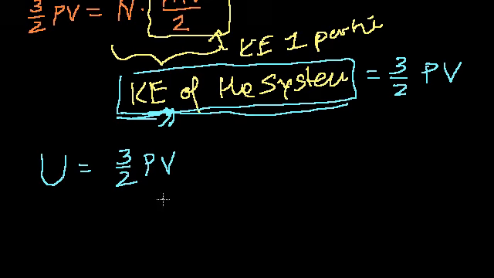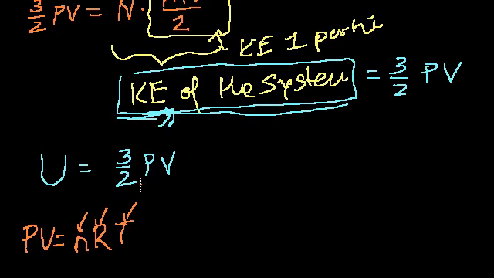So what else can we do with that? Well, we know that PV is equal to nRT, our ideal gas formula, where n is the number of moles of gas, R is the ideal gas constant, and T is our temperature in Kelvin. So if we make that replacement, we'll say that internal energy can also be written as 3/2 times the number of moles we have times the ideal gas constant times our temperature.